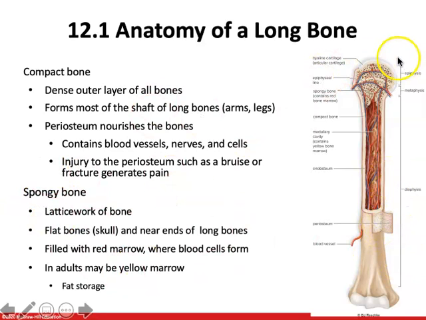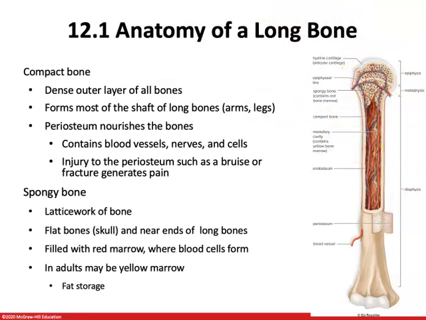Spongy bone is going to be this lattice work of bones. We're going to find that right up here. It's going to be found in small flat bones like your skull, in the face, or near the ends of the shafts of long bones. So that would be towards the ends of these long bones right up here.